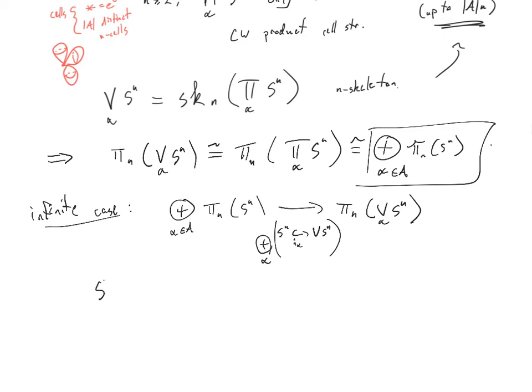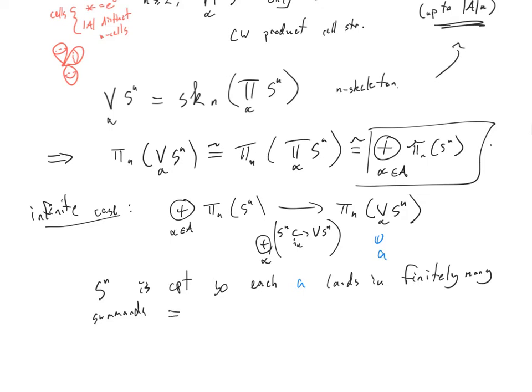But then you notice that S^n is compact. So each element, let's say A, lands in finitely many summands. And this then implies that if A is over on the right, it lands in finitely many summands, which means that you can pull it back to having 0 in all the other summands, and therefore the map is surjective. So A is in the image of this map.